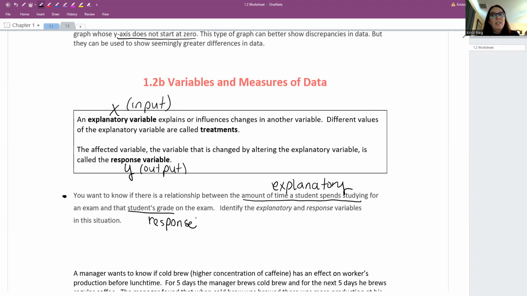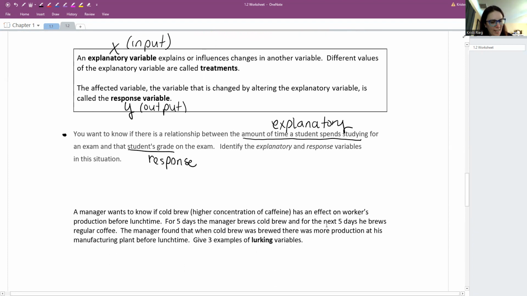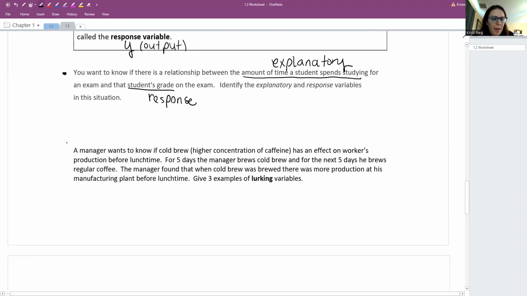Or maybe, you know what? I don't really care about this class. I'm going to study 5 minutes total, and then that will translate to the grade on the test. That's how it works. So the explanatory is how much time you spend studying, and the response is the grade on the test. Okay, not quite the same example, but there is another vocab word in here.